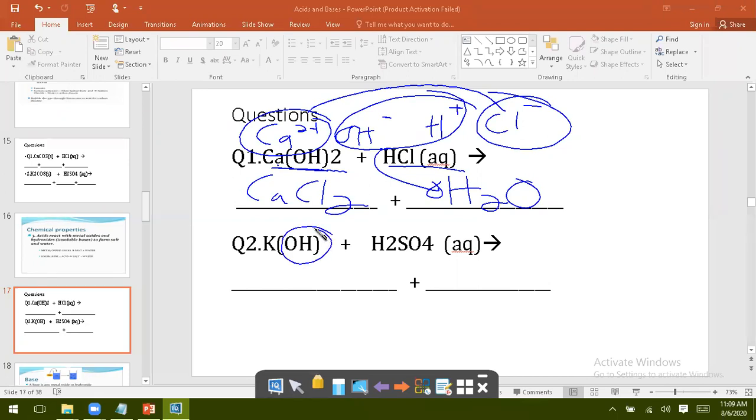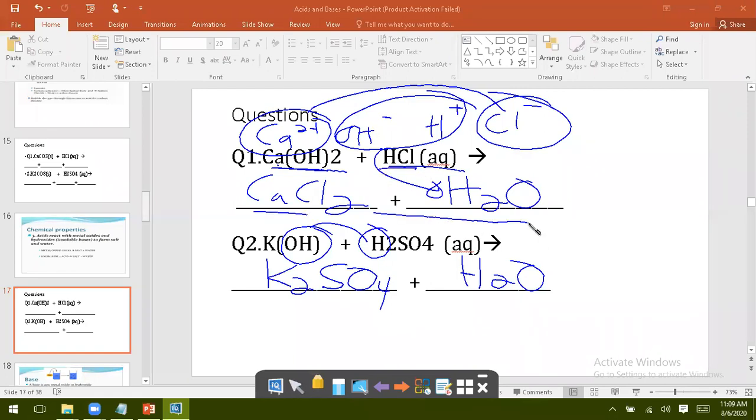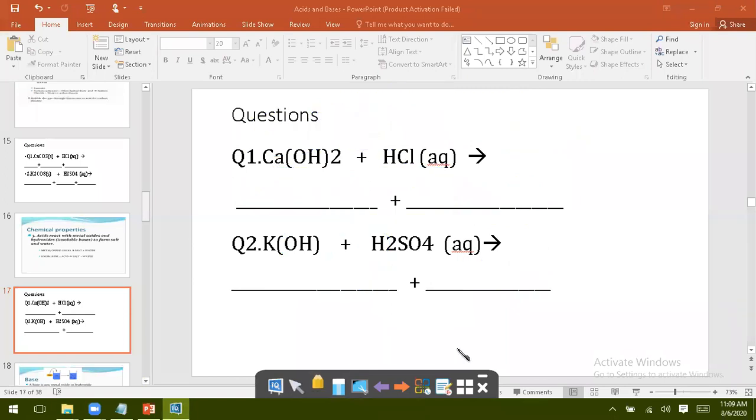Likewise, hydroxide ion with hydrogen will give you water. Potassium with sulfate will give you a salt, K2SO4, potassium sulfate. So any metal hydroxide or any metal oxide when reacting with acid, two products: salt and water. Salt and water are produced.